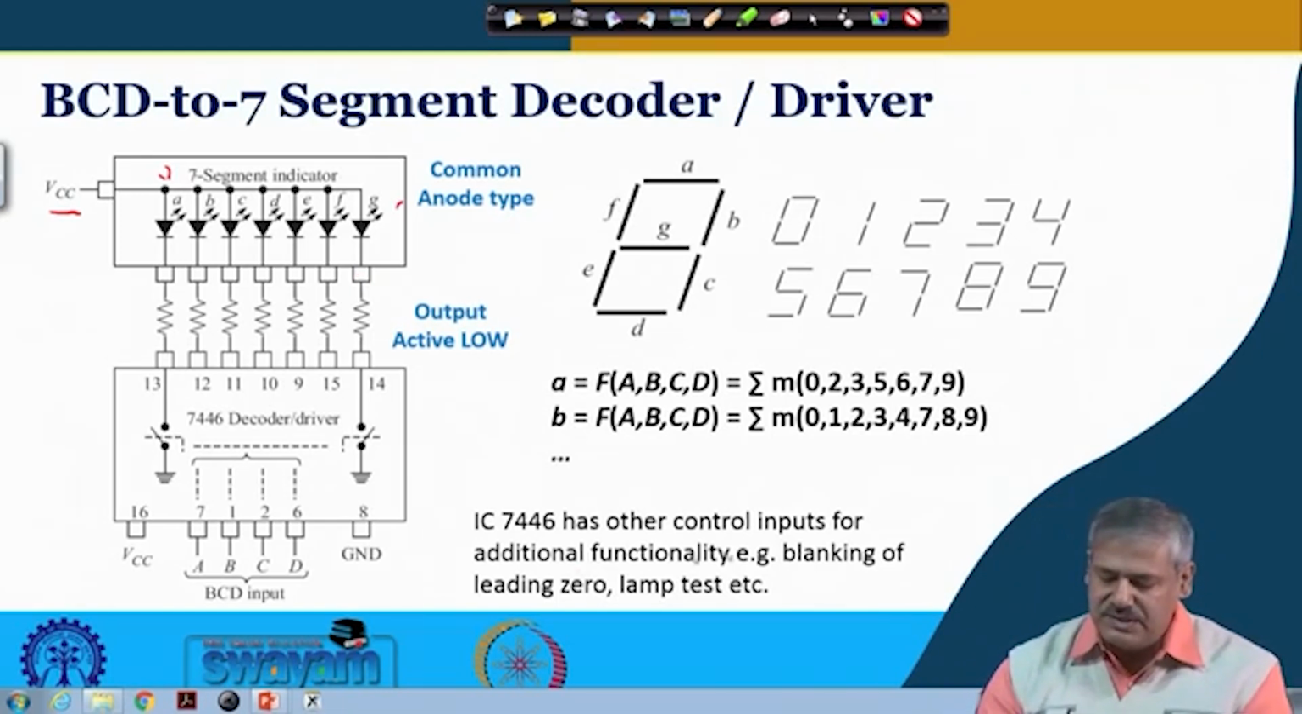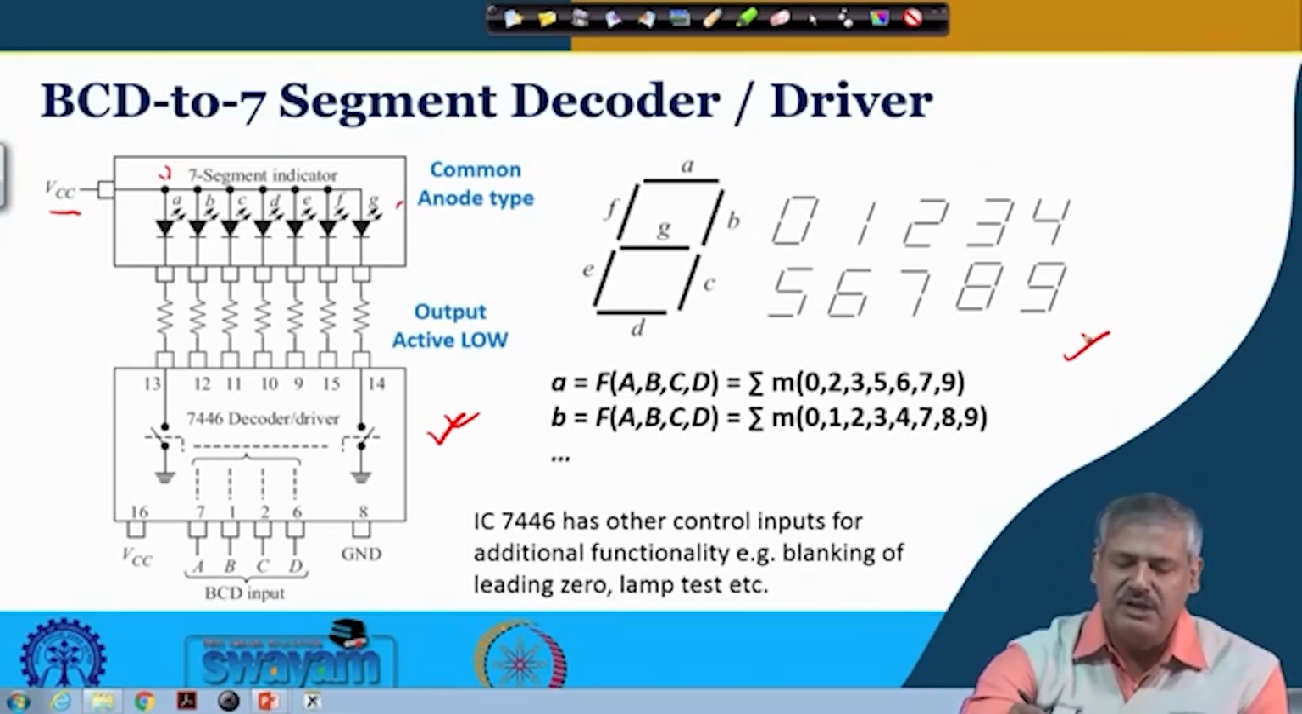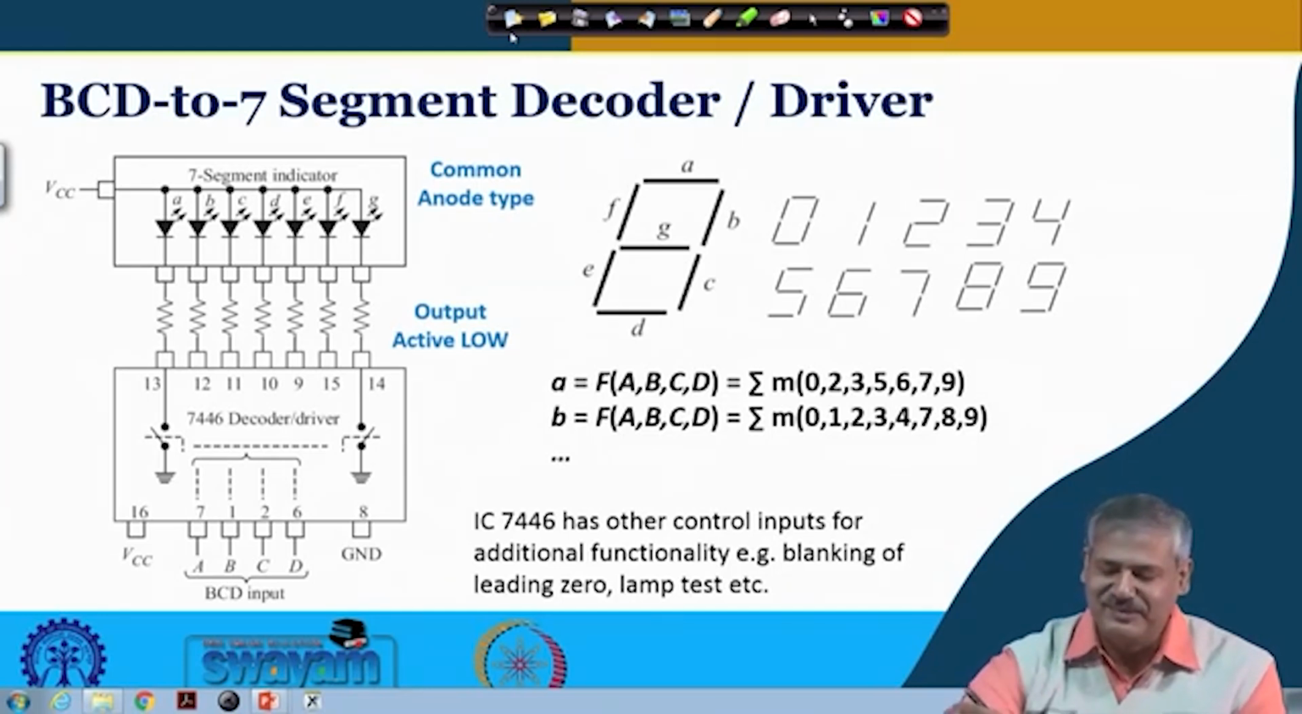And this IC 7446, which is the decoder driver, other than the basic concept that we have discussed here, has additional functionality like blanking of leading 0, lamp test and other things. Okay. So, that we are not discussing, you can think about it when you try to get an application around it.